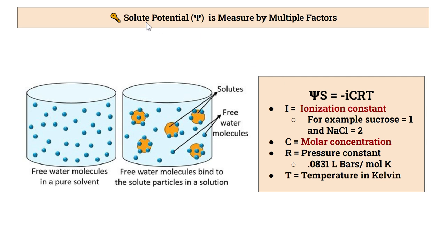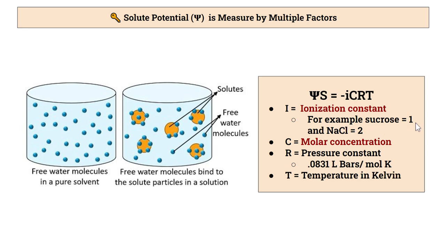The other one, which is the one that you're mostly going to work with in this class, is the solute potential. This is essentially a measurement of how much the solutes are pulling that water to their side. So we're going to have four things that we need to multiply to calculate our solute potential. The first one is the ionization constant. This is different for each molecule that you'll be looking at, but essentially the higher the number, the greater the pull it's going to have on water.